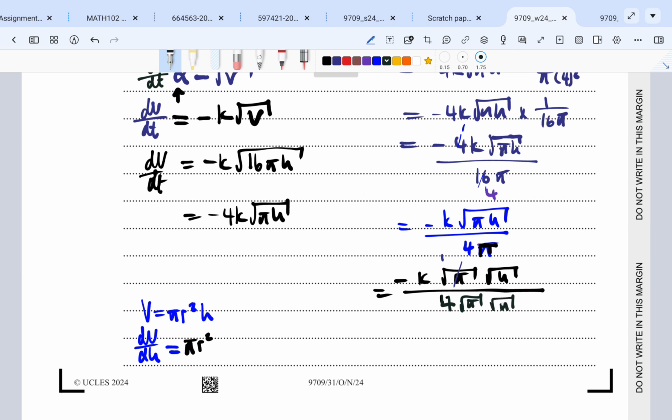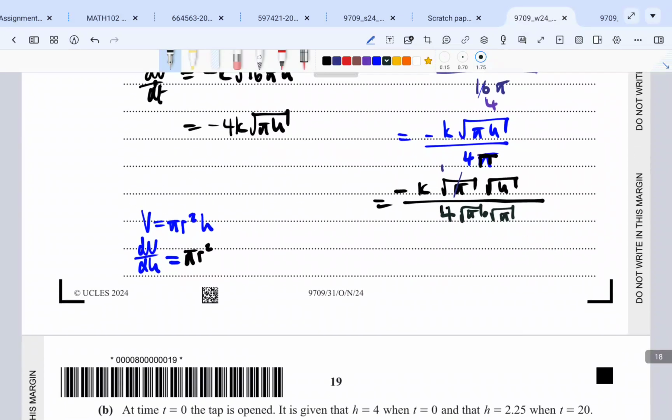So it's going to be like this: 4 root pi times root pi. Because if I multiply root 2 times root 2, I get a 2. So root pi times root pi is pi. That's what I can do. They cancel. So it's going to be actually negative k over 4 root pi, negative of k over 4 root pi. And this is multiplying root h.